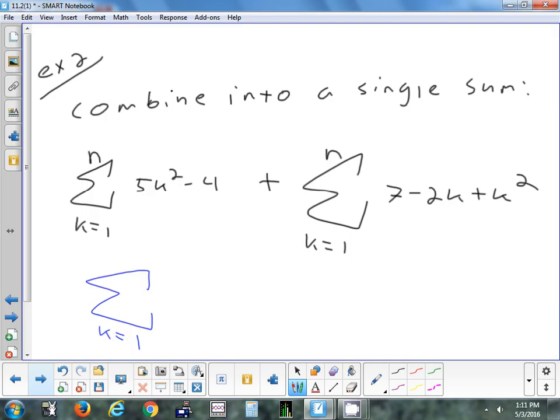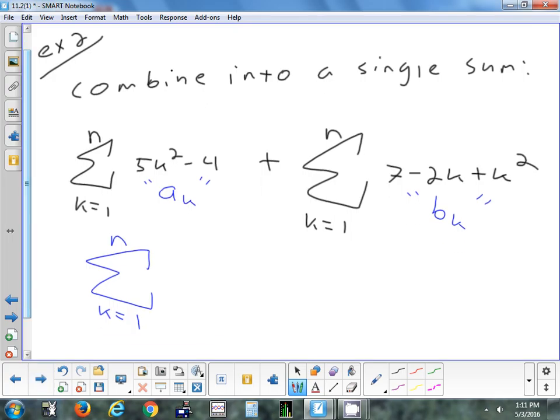And where's it going to stop? N. And now basically, to add these up, just pretend that this is sequence a sub k, and this is a sub k. So you don't have actual numbers, but you do have like terms. So what would the k squared term be? 6k squared. How about the k term?